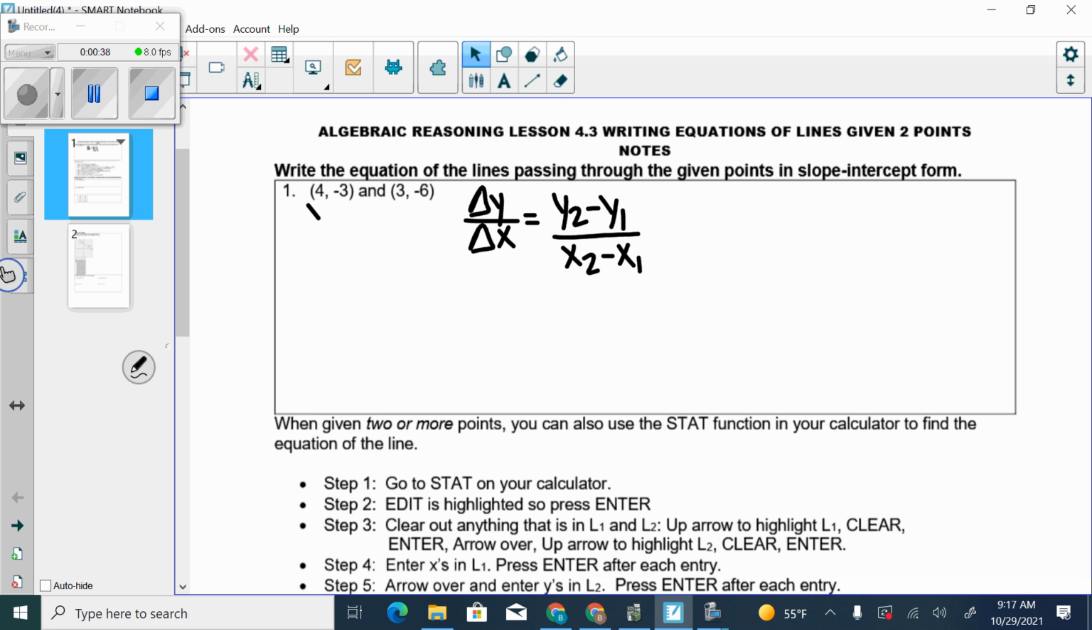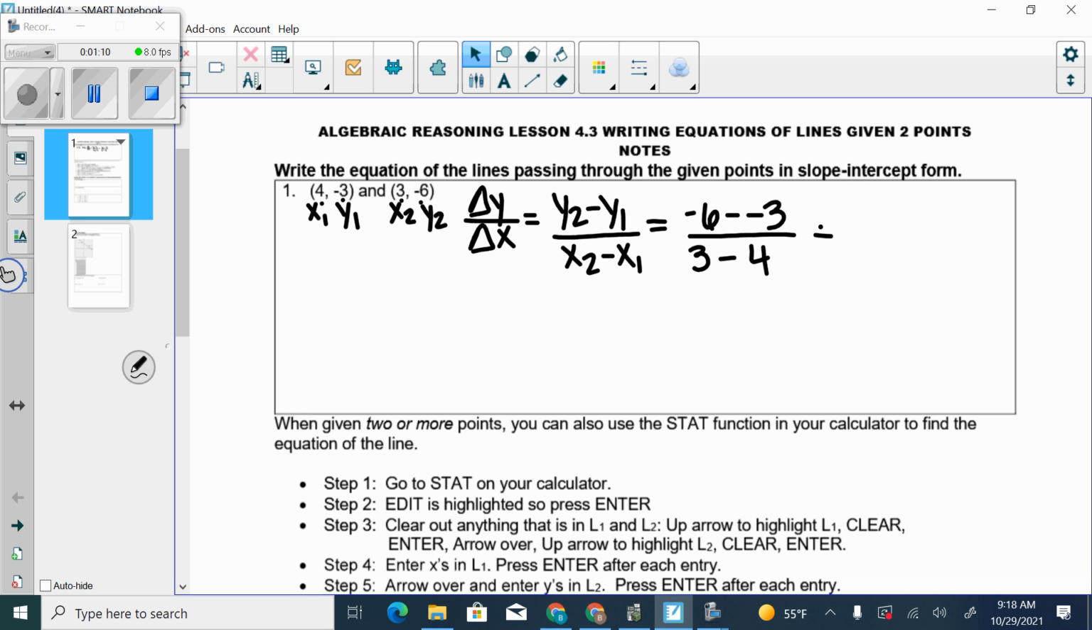And this would be my x1, y1. This would be the x2, y2. And then I just need to take all those pieces and plug them into this formula that we just wrote down. So our y2 would be negative 6 minus our y1, which is negative 3, over x2, which is 3, minus x1, which is 4.